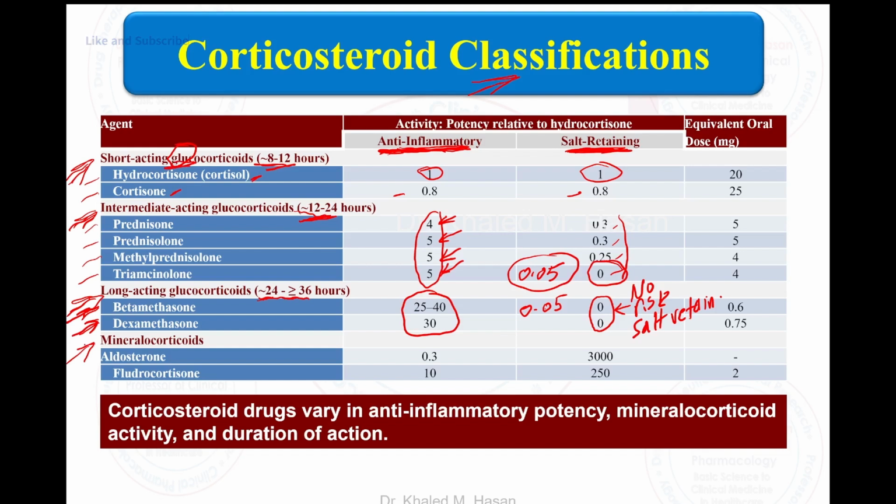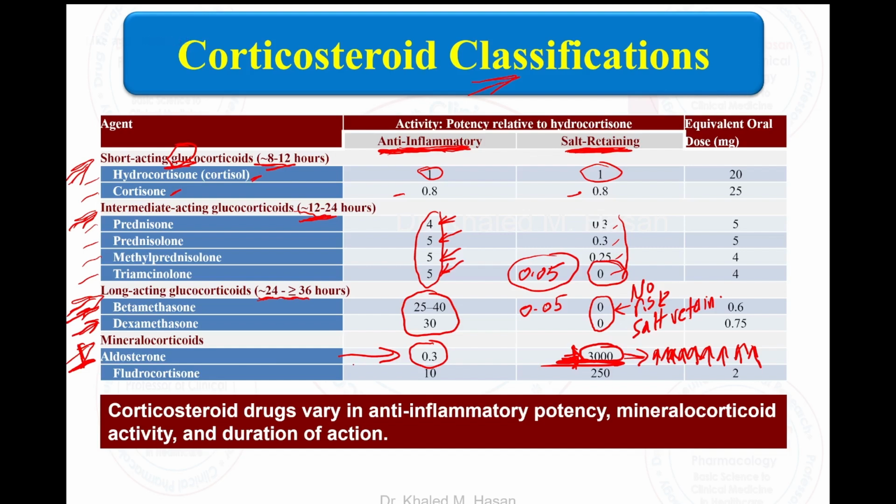Moving to the next group, we have the mineralocorticoids, which are important. Looking at aldosterone as an anti-inflammatory, we don't prescribe aldosterone to the patient. If you look at patients with arthritis, you can see the effect is 0.3. Okay, that's fine, I can use it. However, if you look at salt retaining, aldosterone is 3,000 times more effective. There's a high risk of salt retaining, edema, and high blood pressure. We don't recommend using aldosterone for patients with inflammation. It's not used in clinical practice, but we can use it for some cases.